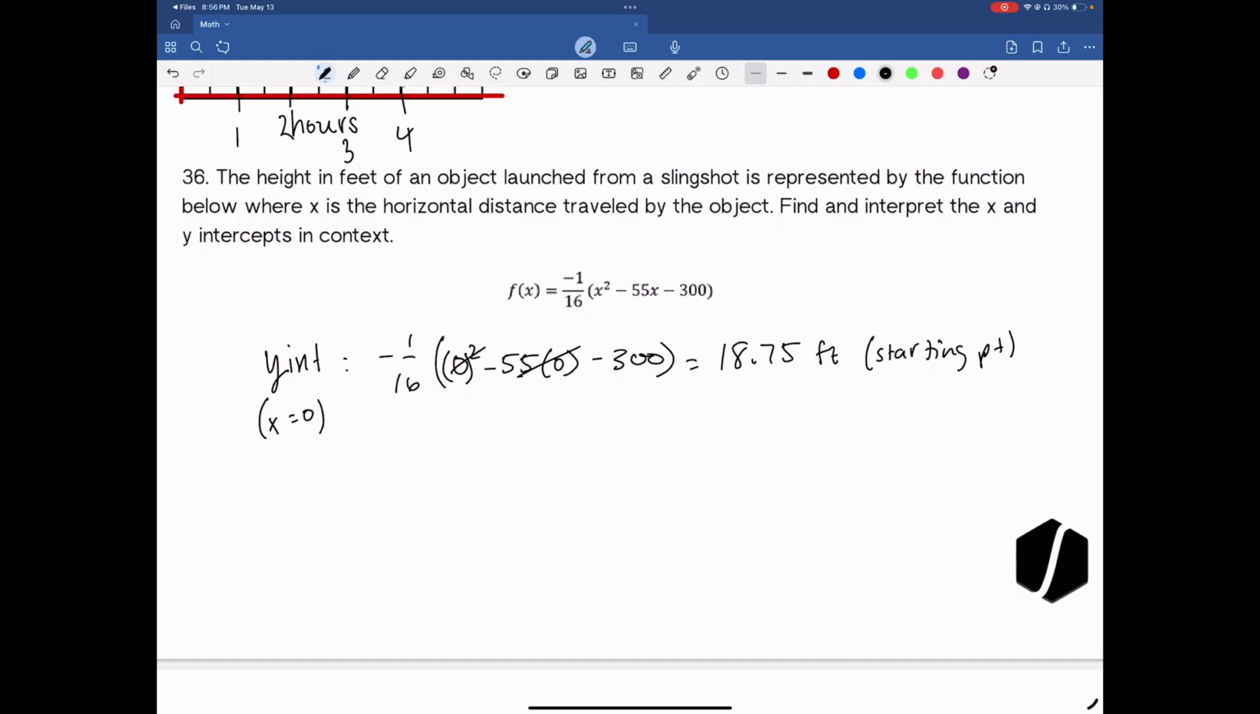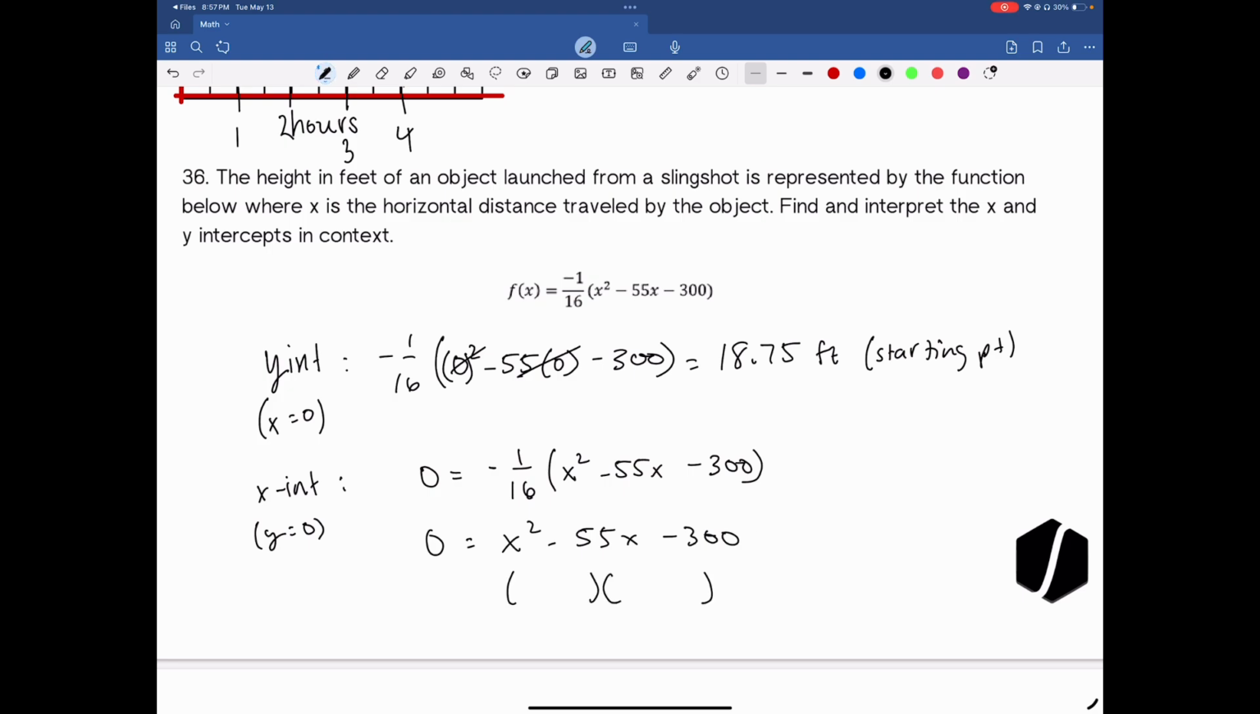Okay, so x-intercepts, we want to set y equal to 0. So we would have 0 equals -1/16 x squared minus 55x minus 300. And we're going to solve for x. So I'm going to multiply both sides by -16. And I'll get 0 equals x squared minus 55x minus 300. And I'm going to try to factor that.